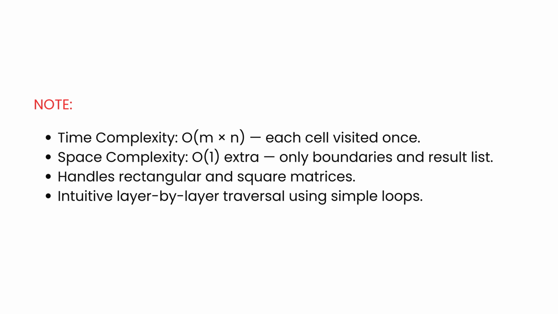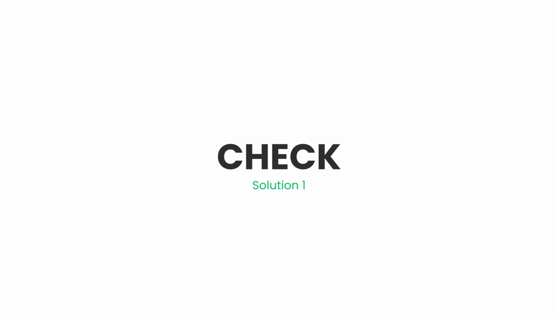This algorithm works by initializing boundaries and then traversing layer by layer in 4 directions, adjusting the edges until all elements are collected. Time complexity is O(M times N). Space complexity is O(1) extra, aside from the result list. It handles both rectangular and square matrices, and provides an intuitive layer by layer traversal using simple loops. Before checking the output, let's understand the problem.